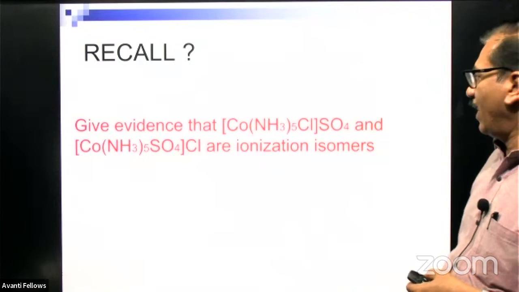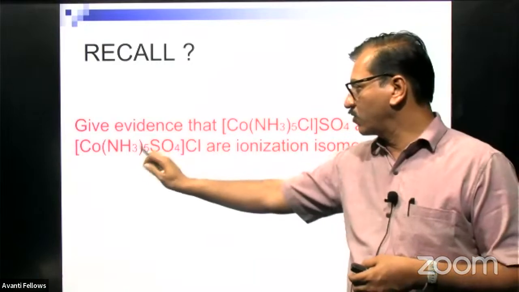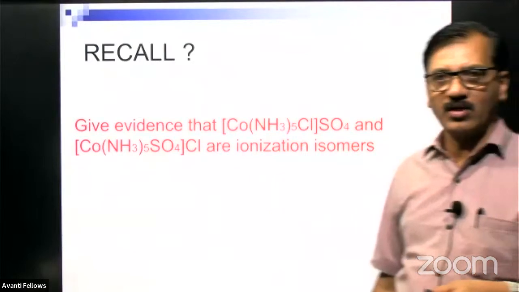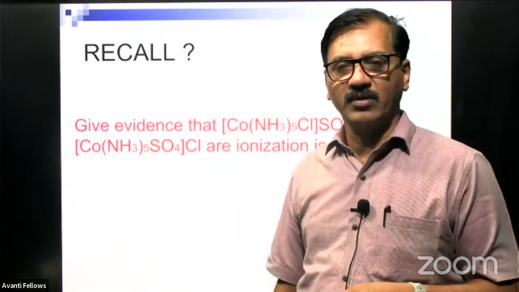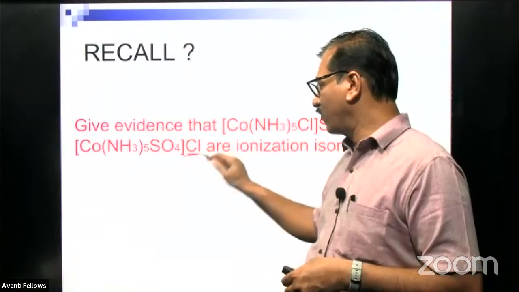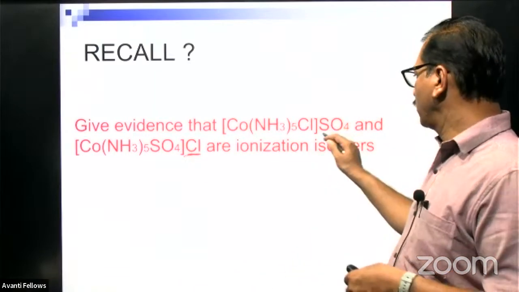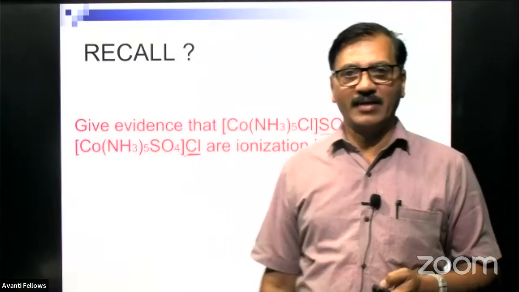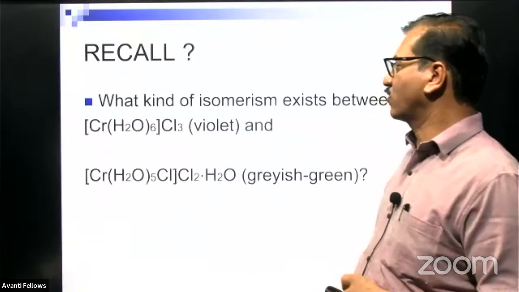Give evidence that [Co(NH3)5Cl]SO4 and [Co(NH3)5SO4]Cl are ionization isomers. What is the evidence that you can give? You can give the test of sulfate ion or test of chloride ion. This will answer for AgNO3 because Cl is present as a counter ion. This will answer for barium chloride test. That is what we have to say in a sentence.